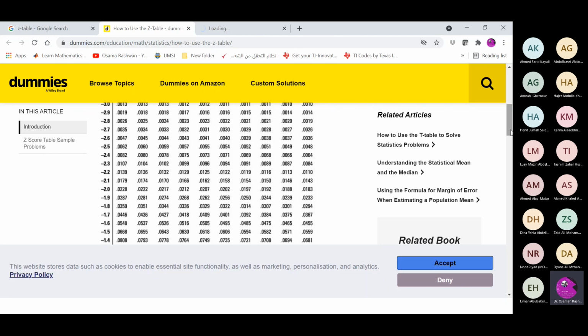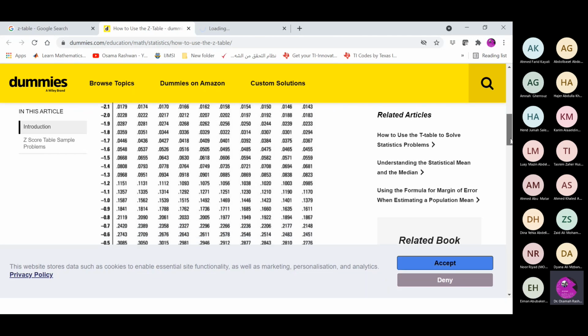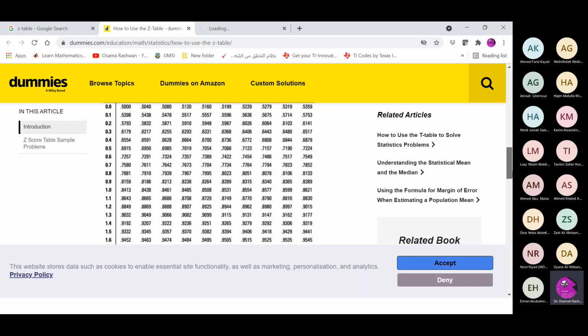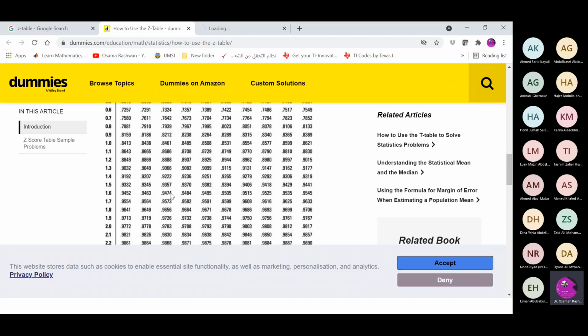I don't like to use the negative. I can use the positive. So this is the easy one, the positive. So I'm looking for 1 minus alpha over 2. 1 minus 10% over 2 will be 0.95. Do you see 0.95? I don't see 0.95, but I'm seeing 0.9495 and 0.9505.